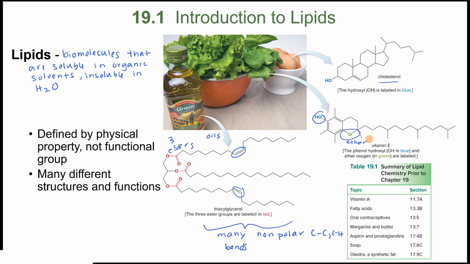And these are all compounds that are water insoluble. And here are a couple of different lipids that we've already seen prior to this chapter. That includes vitamin A, different fatty acids, oral contraceptives, margarine and butter, aspirin and prostaglandins, soap, and then olestra, which we saw in the ester chapter.